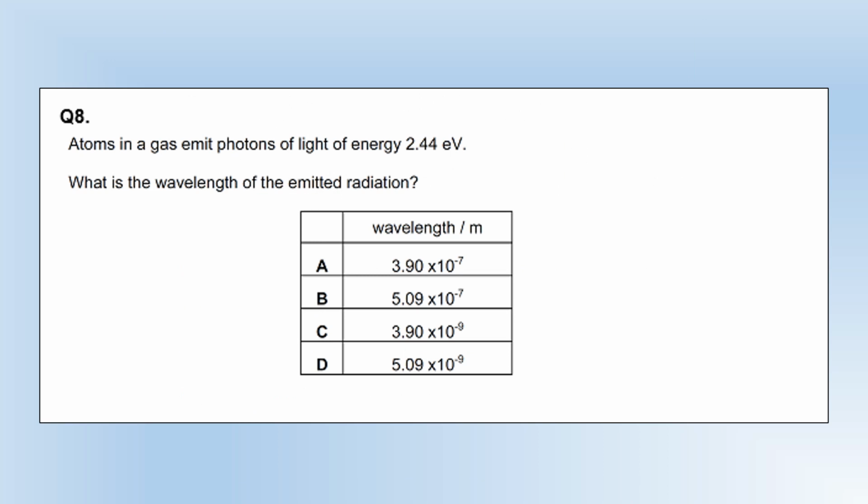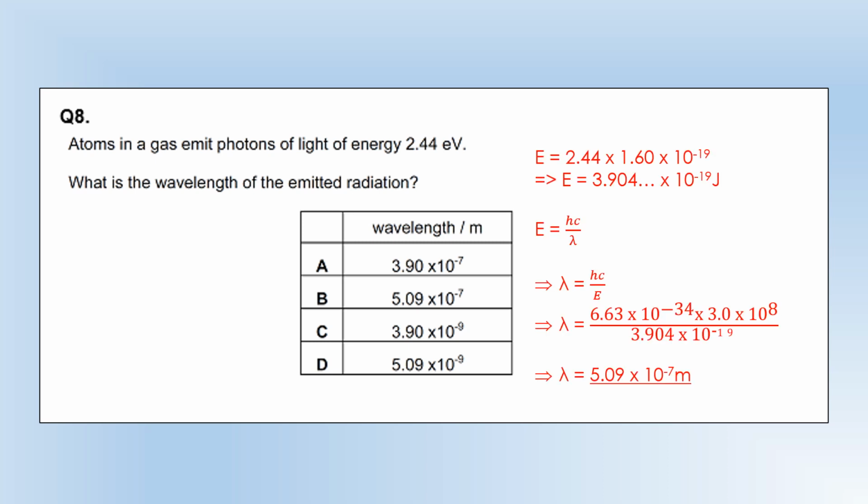Atoms in a gas emit photons of light of energy 2.44 electron volts. What is the wavelength? So first we calculate what the photon energy is in joules, then we can plug it into our equation and we can see it's option B.